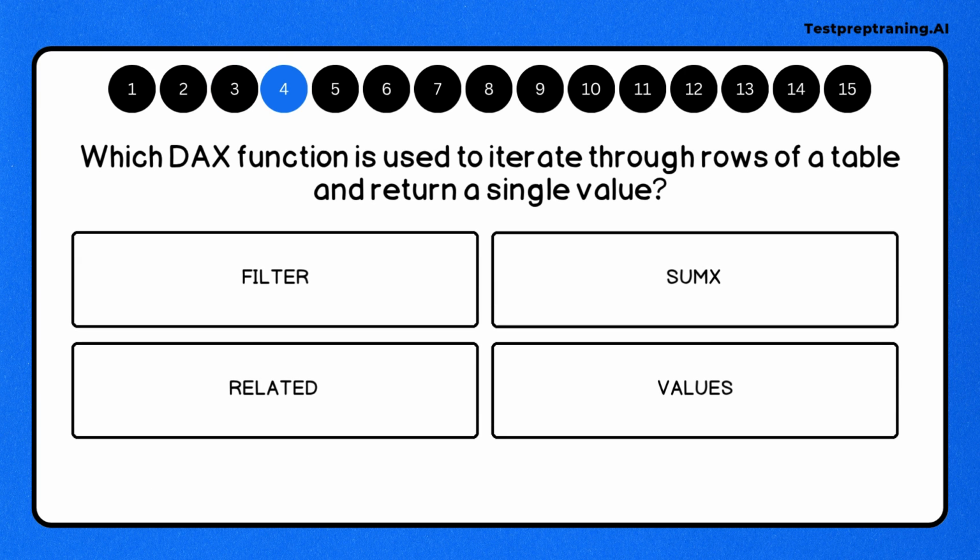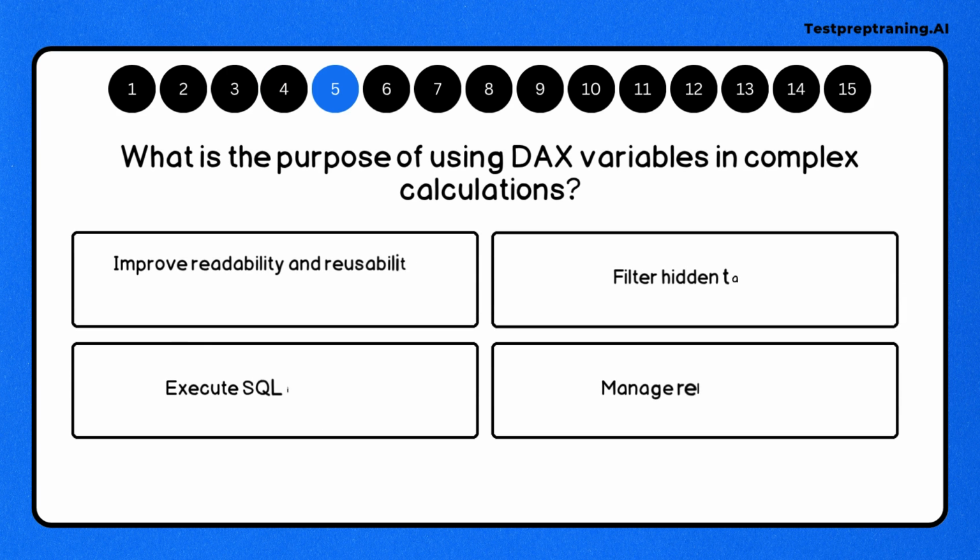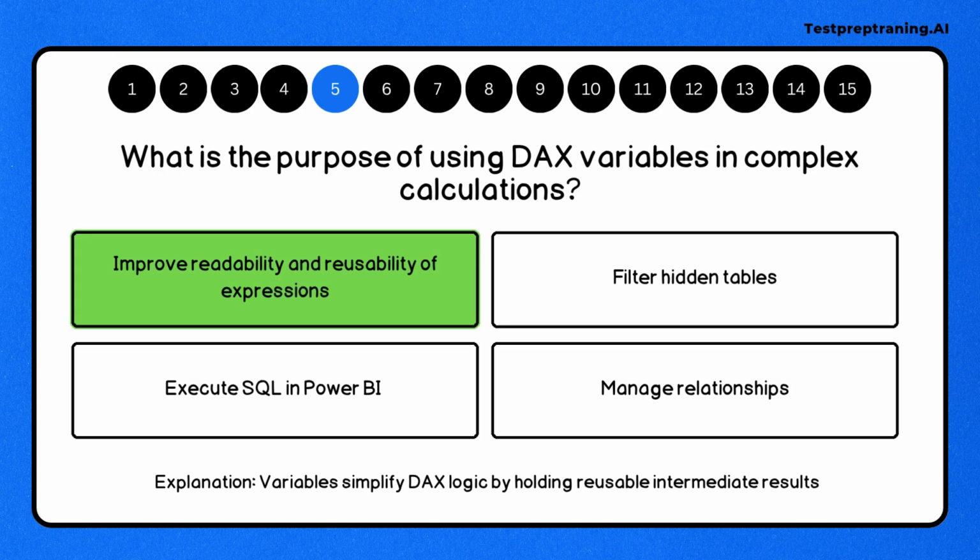Question 4. Which DAX function is used to iterate through rows of a table and return a single value? Correct answer is SUMX, as SUMX is an iterator that evaluates an expression row by row. Question 5. What is the purpose of using DAX variables in complex calculations? Correct answer is improve readability and reusability of expressions, as variables simplify DAX logic by holding reusable intermediate results.